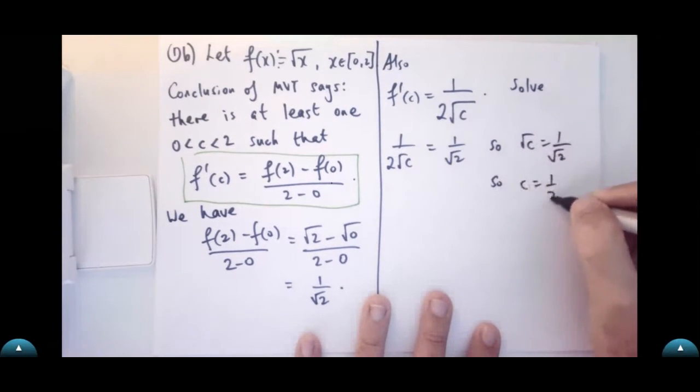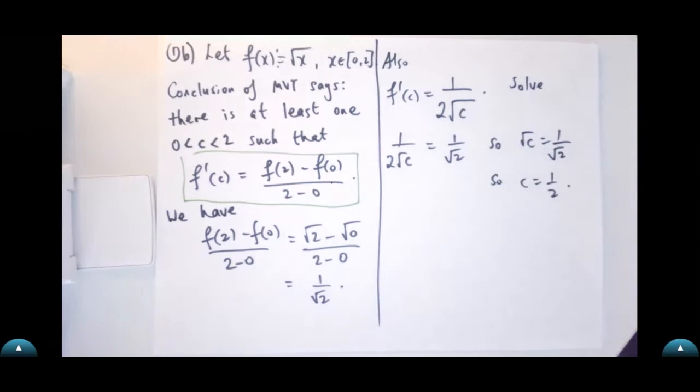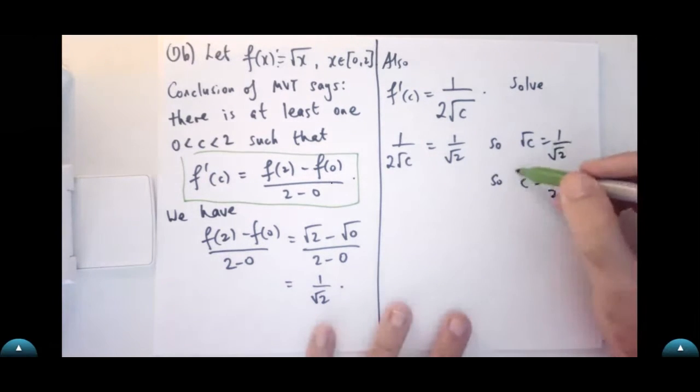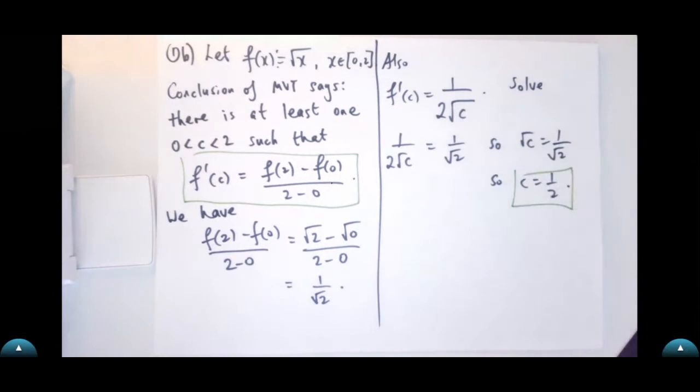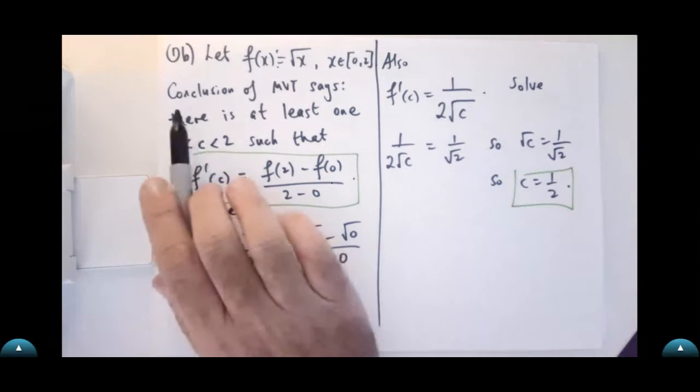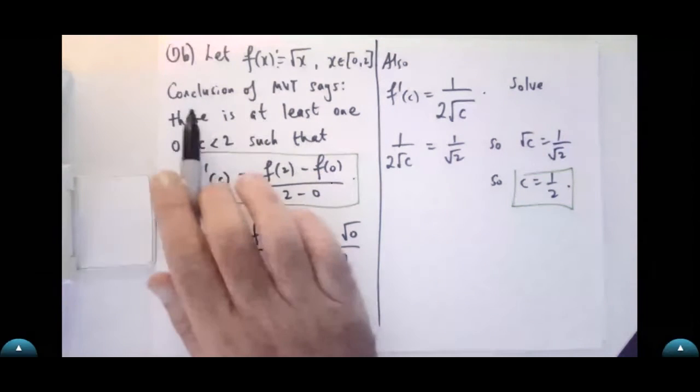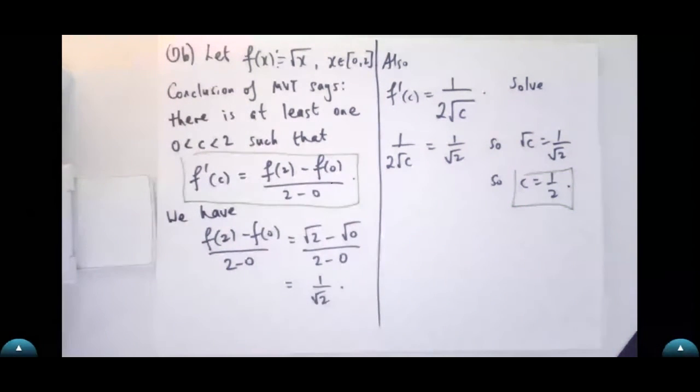So c is going to be a half, like we expected from our picture. So that's a pretty easy question to do, because all you're doing is trying to find the c, because they're saying, well, use the conclusion of the MVT. So that's probably an entry level kind of question for these kinds of problems.